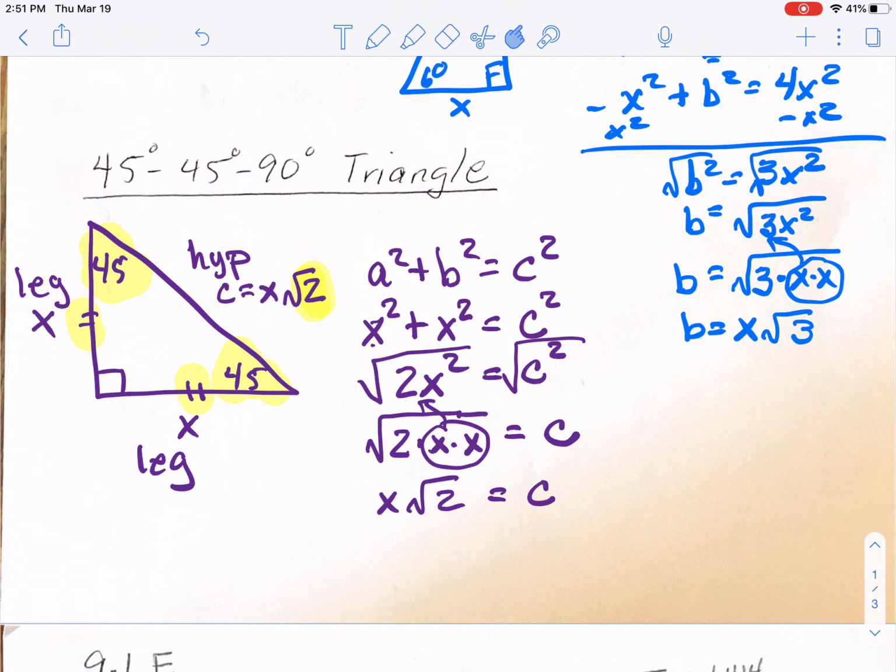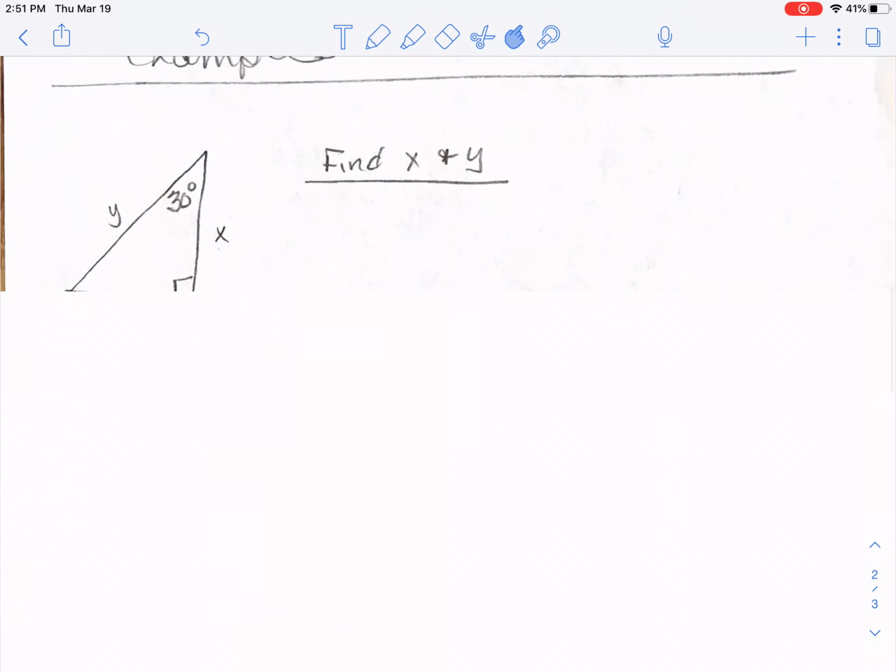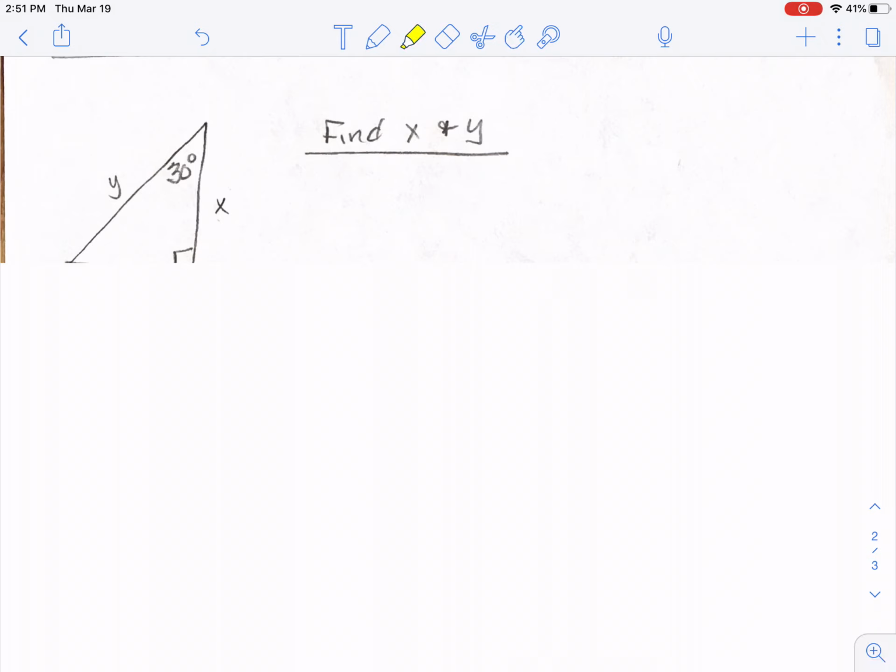Okay, so now let's work with some examples. Where did my picture go? Here I have, that's interesting, I have a 30, 60, 90 triangle. Oops, let's go back to the pencil. Let's make it black. I have a 30, 60, 90 triangle. I'm going to say that this side across from the 30 is 3. And I want to find x and y.